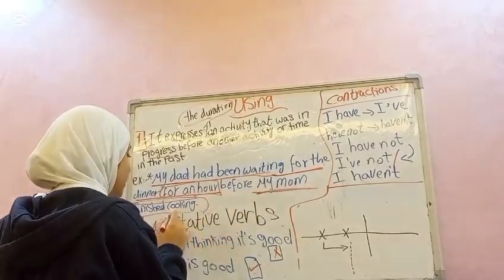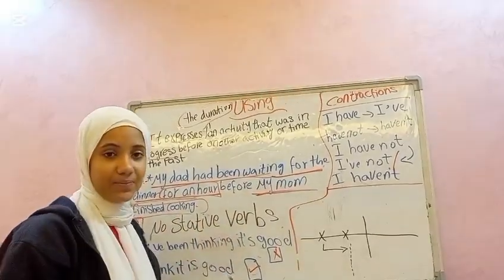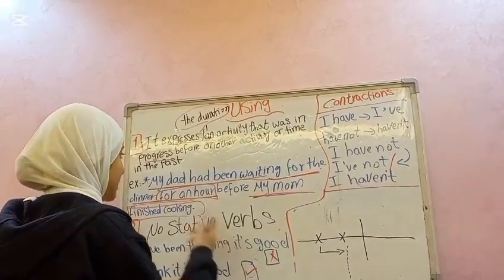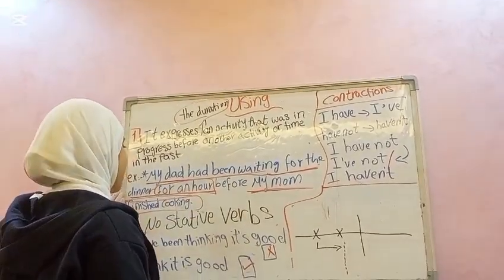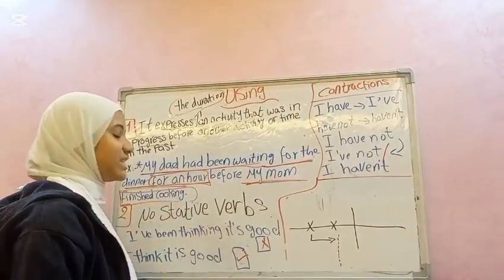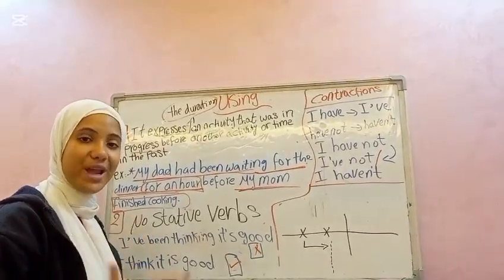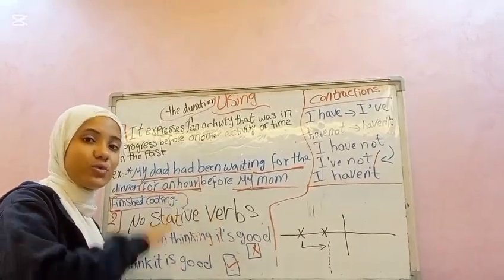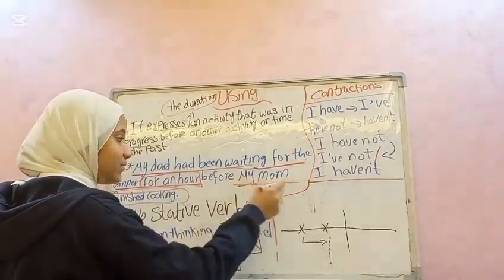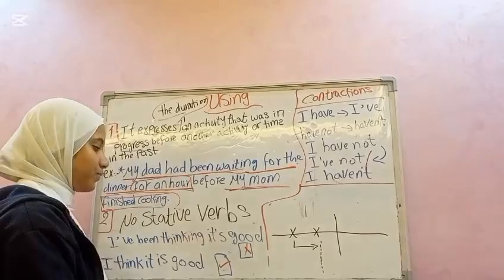My dad had been waiting for the dinner for an hour before my mom finished cooking. My mom finished cooking is an activity in the past. And the sentence, my dad had been waiting for the dinner for an hour, is in the past perfect progressive and expresses or emphasizes the duration of an activity in progress before another activity or time in the past.